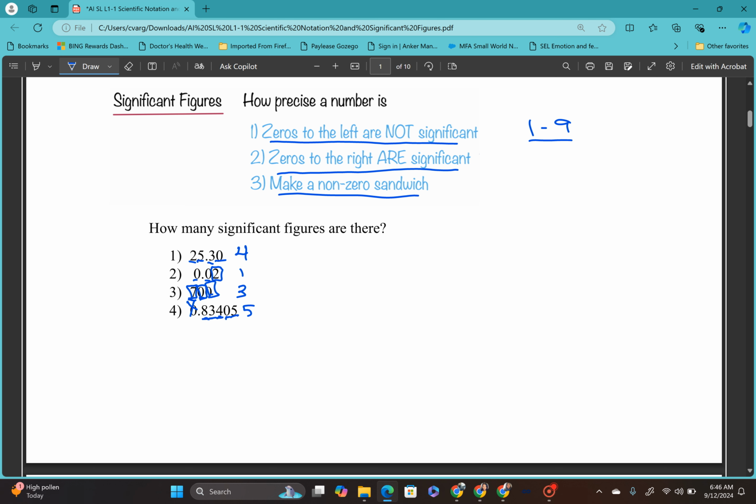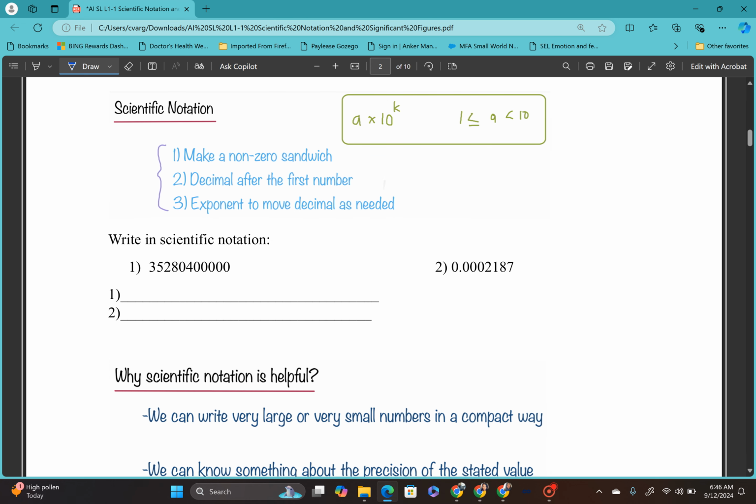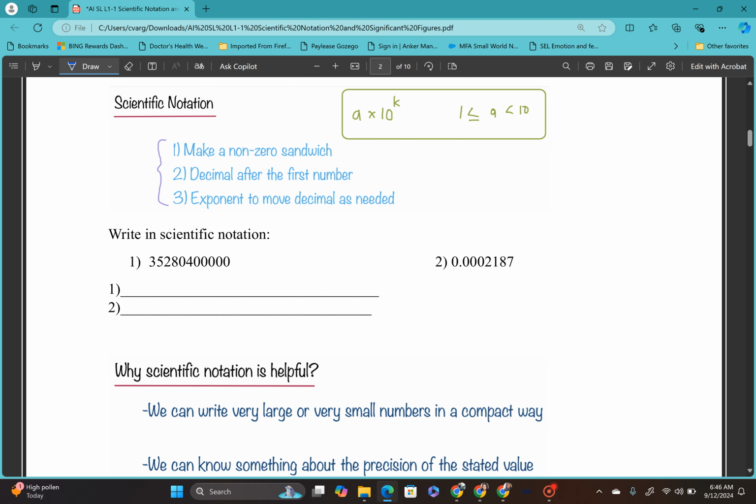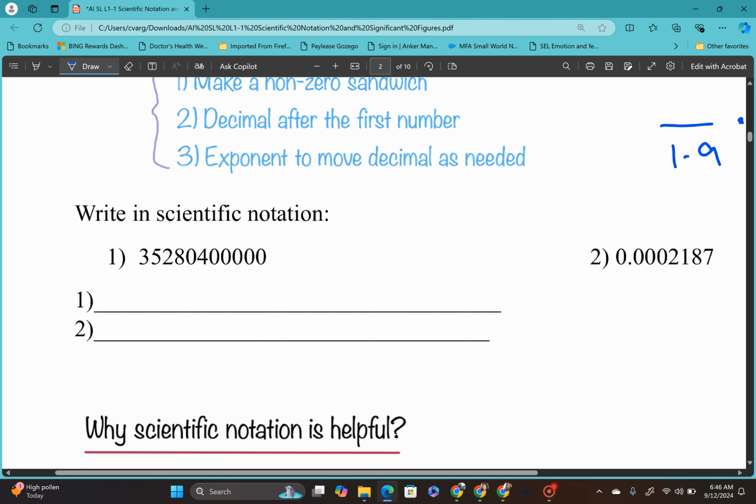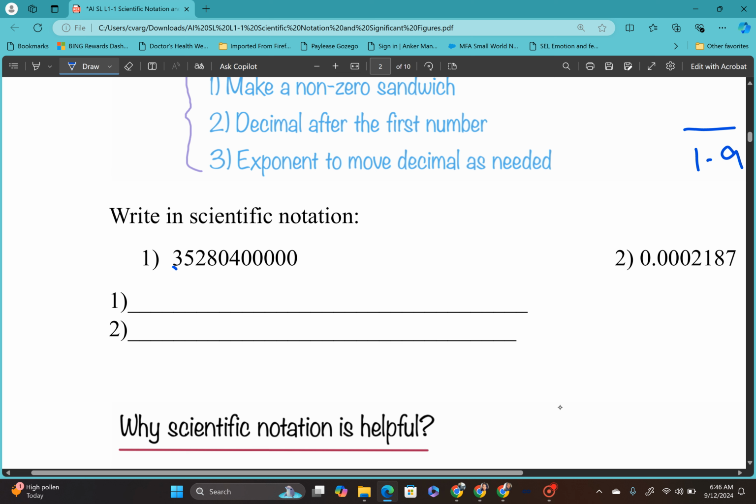Okay, all right. The next thing we're going to do is review something that you've done in middle school. It's called scientific notation. And that's where you have a number that's between 1 and 9. You're going to have a decimal point, you're going to have other numbers, and then you're going to have times 10 to an exponent. Okay, so this is what it looks like. So we'll take a look and we'll do an actual problem. So we can take a look at this problem that we have with question number 1. This is a very big number, right?